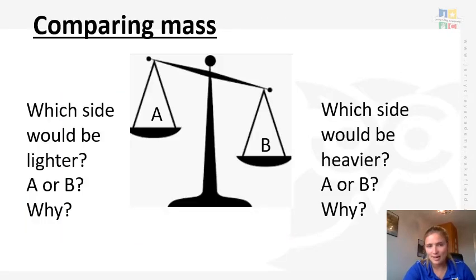So, thinking about that, which side would be lighter, A or B, and why, and which side would be heavier, A or B, and why? Have a think, have a discussion, and then we'll see what you've come up with. We might have said something like, we know that A would be lighter because the scales are unbalanced and it is lifted higher into the air than B. You would say that B is heavier because B has pulled the scales down towards the floor, because the weight of it is heavier than A.